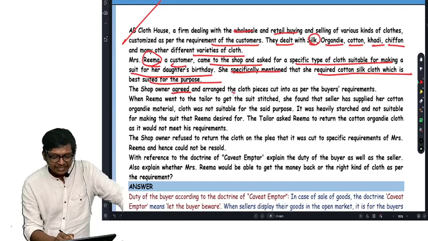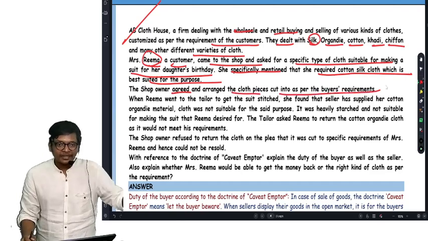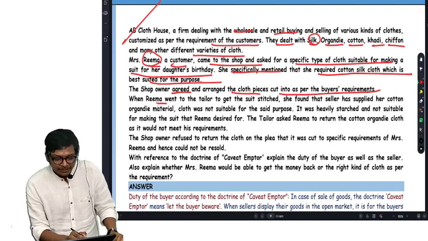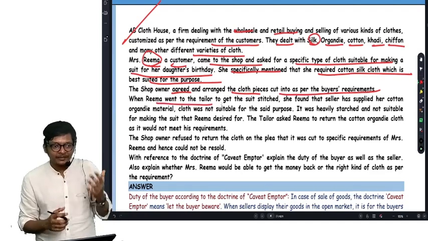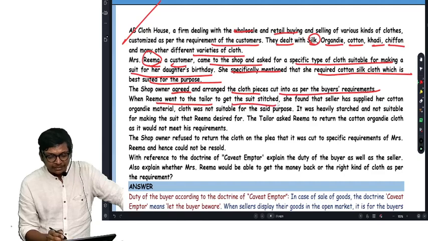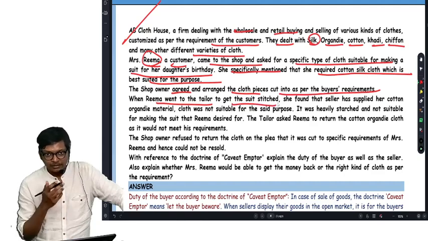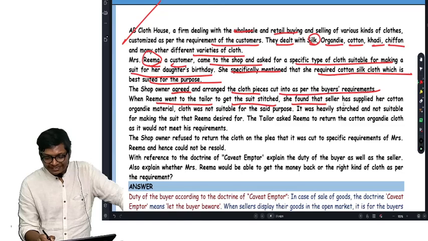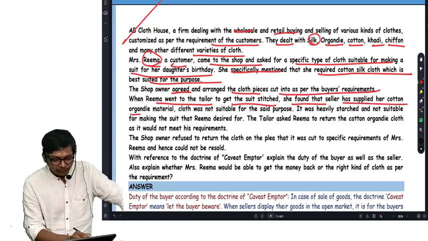He agreed and arranged the cloth piece and cut it. So the buyer is asking, I want 4 meters, 5 meters, and it was cut and given. When Rima bought the cloth from the shop and went to the tailor, a ladies tailor, to get it stitched, she found that the seller had supplied a cloth of organdy.